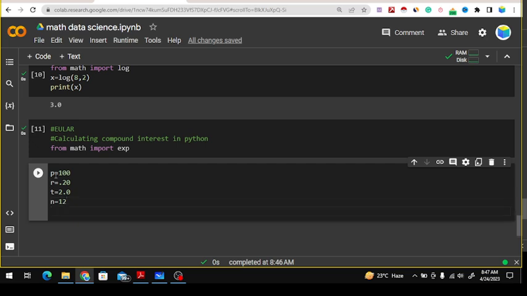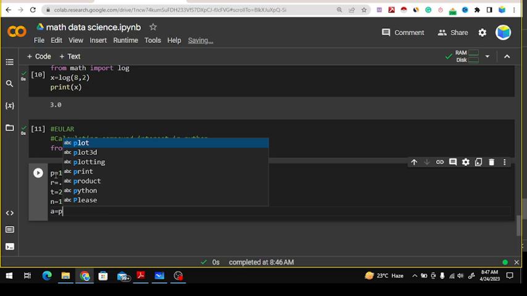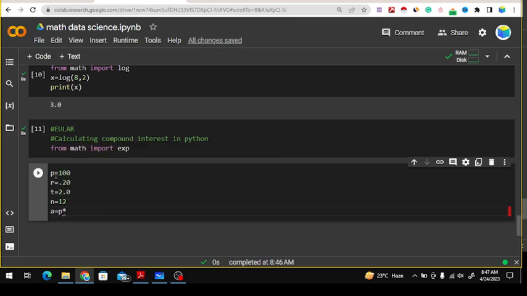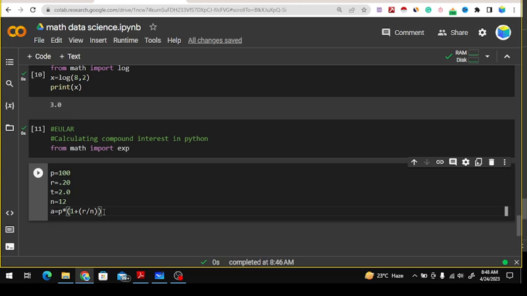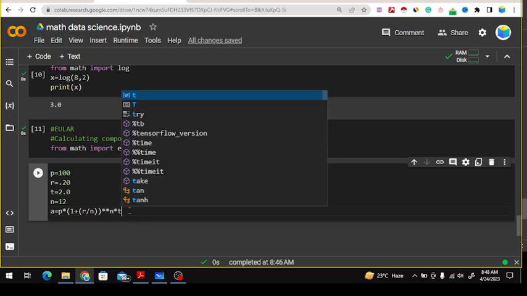Now I want to write A as a variable, equal to P multiplied by the parenthesis 1 plus the parenthesis r divided by n, closed, and raised to the power n times t, so n star t here. Now print it.